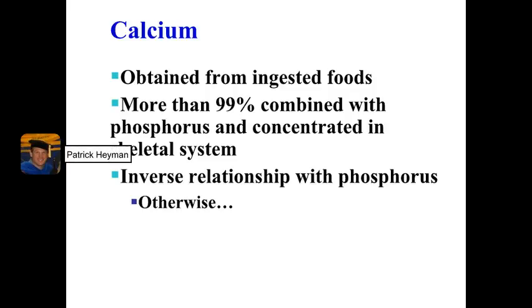Yeah, your bones are made of calcium. Your teeth too. Calcium phosphate to be exact. So, calcium and phosphate are always in an inverse relationship in the blood. Otherwise, you're going to get calcium phosphate formation in the blood, and that just wouldn't be kosher.